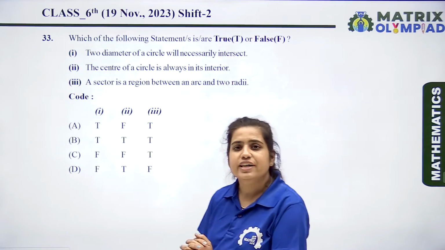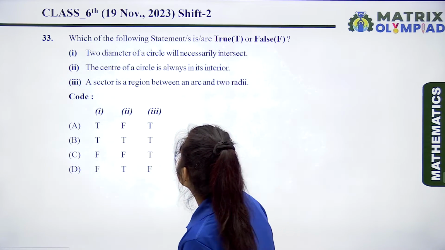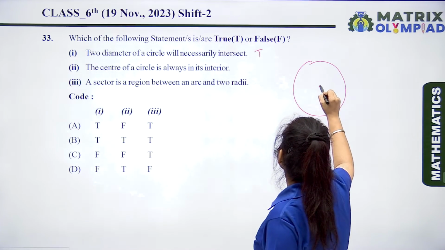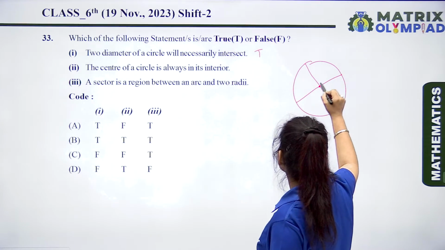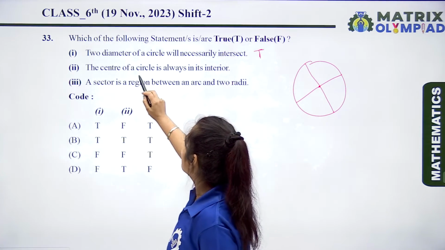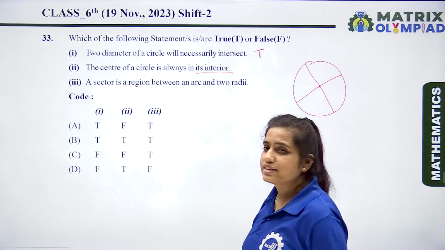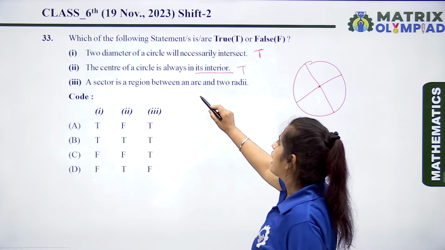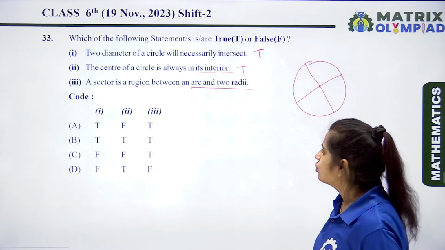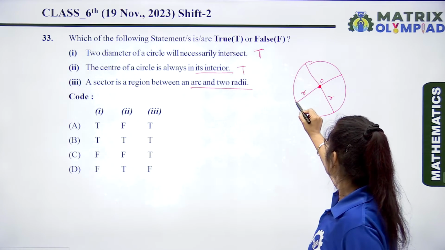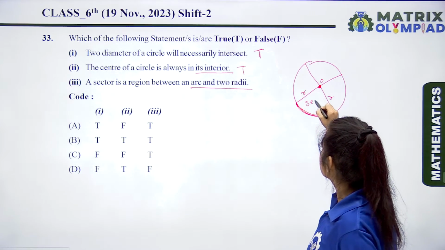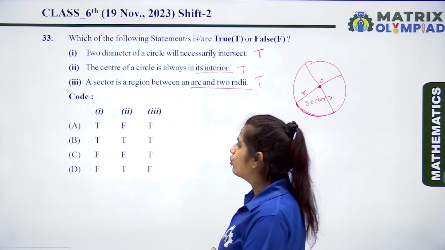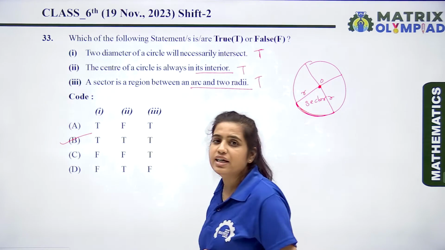Here also we have to find out which statement is true and which statement is false. Now here, 2 diameters of a circle will necessarily intersect. Yes, this statement is true, because in a circle if we have 2 diameters, then they will intersect. The next statement is the center of a circle is always in its interior. Yes, this statement is true. The last statement is a sector is a region between an arc and 2 radii. So here this is a center, this is a radius and this is an arc. So this is known as a sector. So this statement is also true. In this question all the statements are true, so option B is the correct answer.